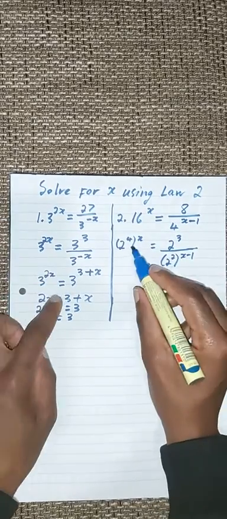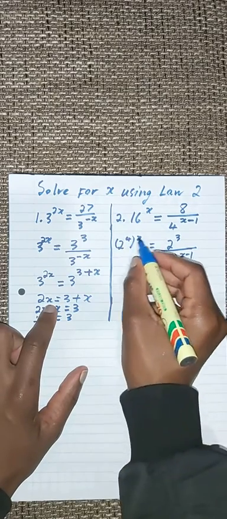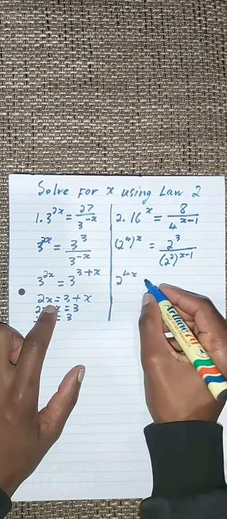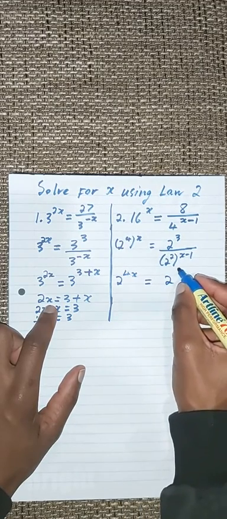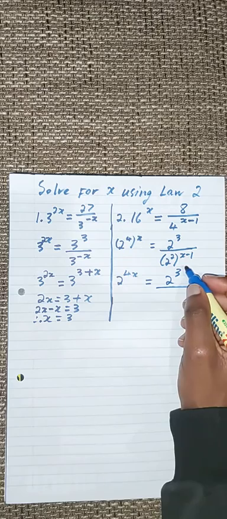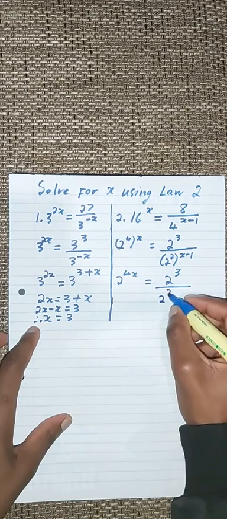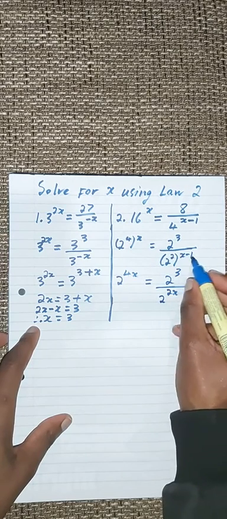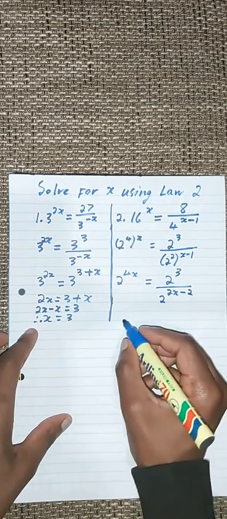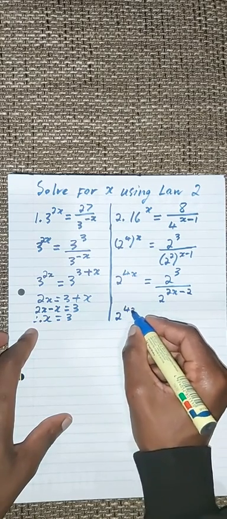we are going to remove our brackets by multiplying the exponents with each other. So here we'll have 2 to the power of 4 times x. We'll get 2 to the power of 4x is equal to, this side we'll leave the numerator, divided by, at the bottom, we will have 2 to the power of 2 times x, we'll get 2x. 2 times negative 1 will get negative 2. Now, let me write, on the left we leave everything as it is.